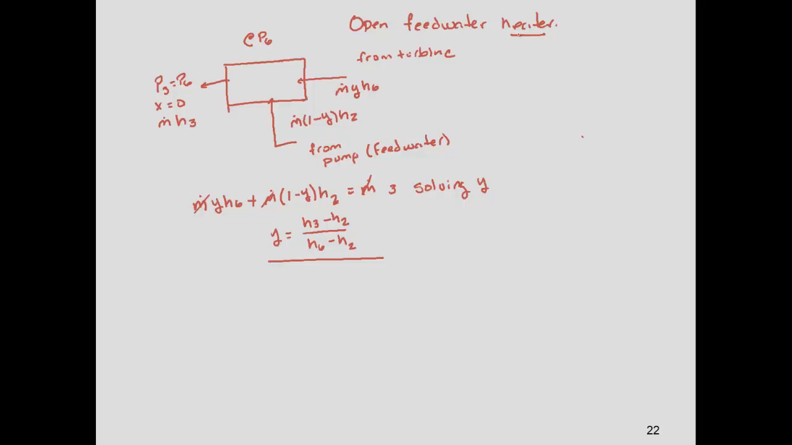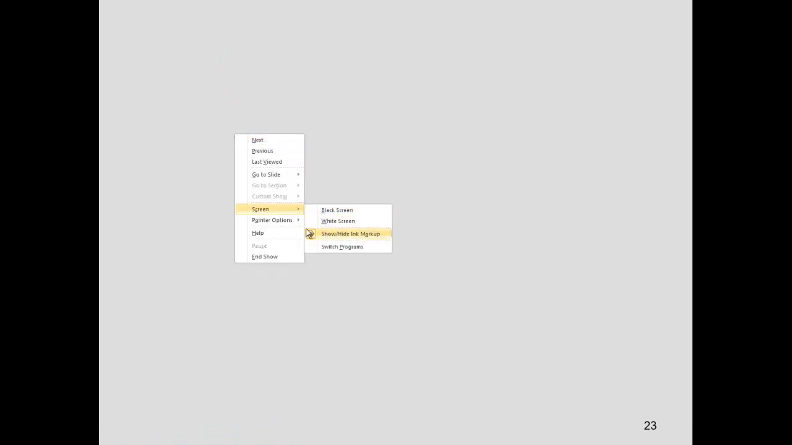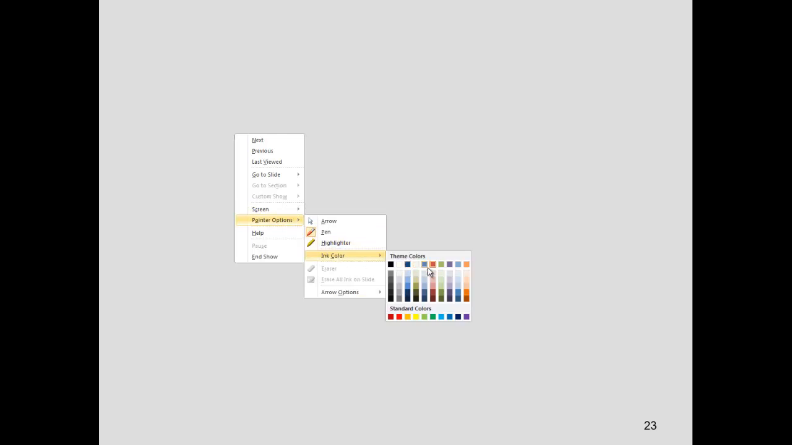Next we're going to discuss the closed feed water heater. Now for the closed water heater, we're going to change your ink so we are not confused. So we are going to talk now about the closed feed water heater. And we'll start again with a small diagram. The main difference between the closed and the open is that in the closed, the fluids are not mixed.